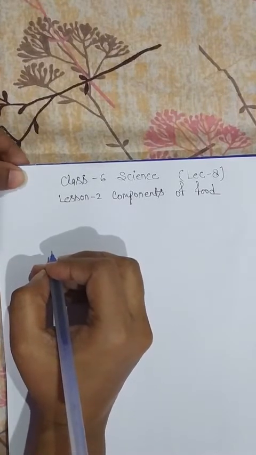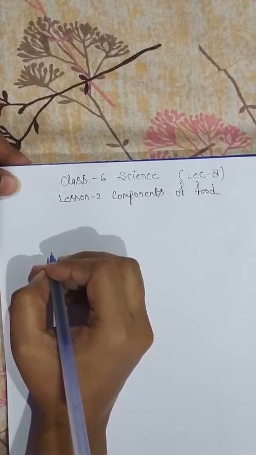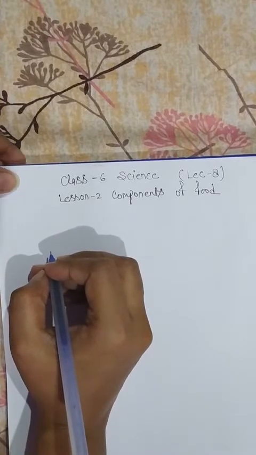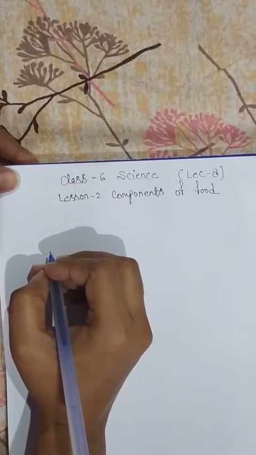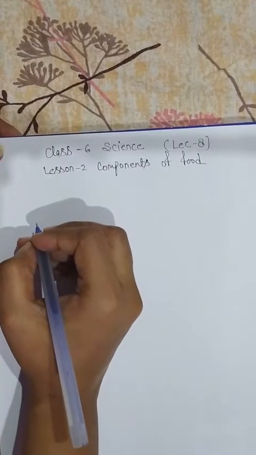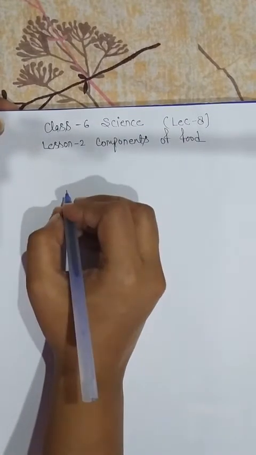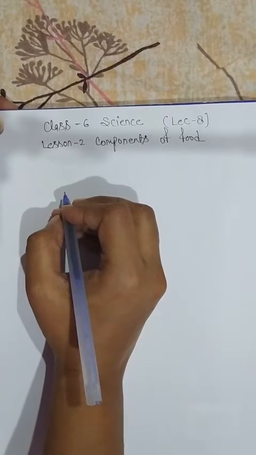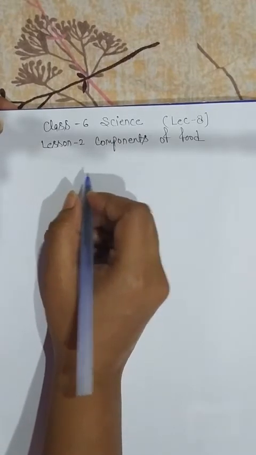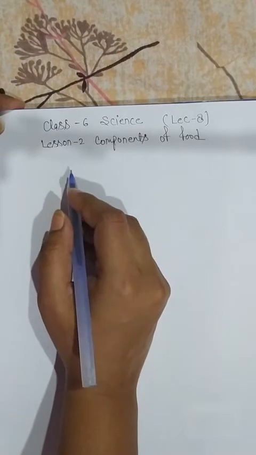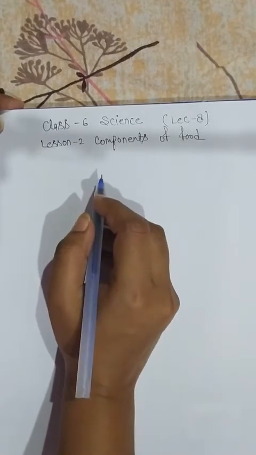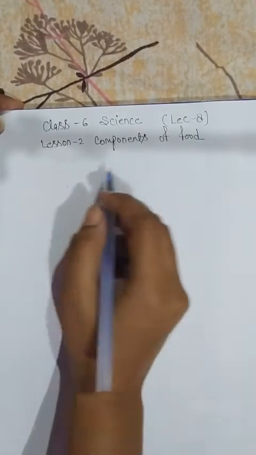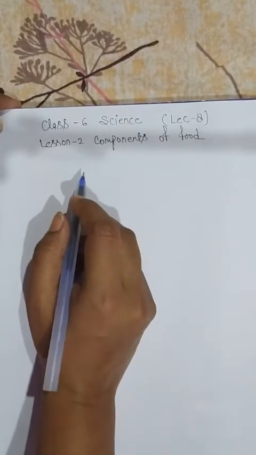Let's start today's video. Yesterday I gave you a homework, that is the test of starch, if you can do it at your home. So I hope you all have tried to do the test of starch and succeeded also. Well done students. Let's start today's lecture on lesson 2, which is components of food. This is our third lecture on the second chapter.